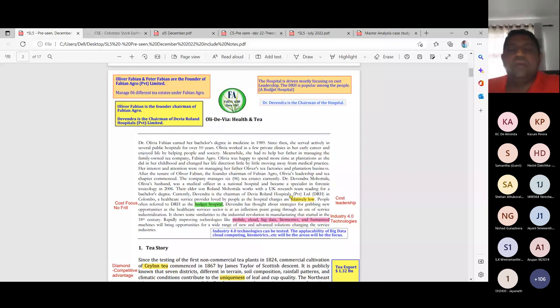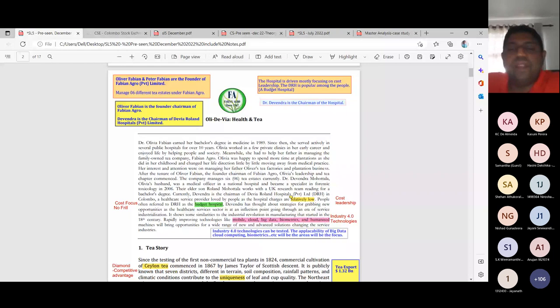right? Meanwhile, she had to help her father in managing the family-owned tea company. Now look, even though she's a doctor, at the same time she helped her father also. The father has a family-owned tea company. The company name is Paprian Agro. That is the company the case is focused on.